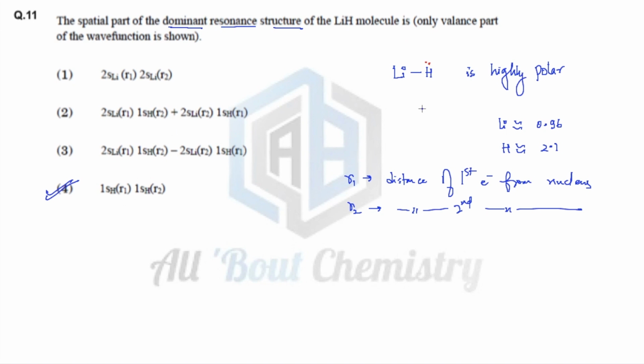Now let's say the question was asked without mentioning the dominant resonance structure. Instead, they have just asked about the covalent bond, or the covalent structure, or they have not given this particular term. They have just asked about the lithium hydride molecule. In that case, your answer would be option 2. Option 2 would be the correct option, because it says the first electron is on lithium, the second on hydrogen, since both possibilities would be there, right? So in that case the correct answer would have been option number 2. That is how we evaluate this question, and option number 4 is the correct option. So I guess you guys understood, right?